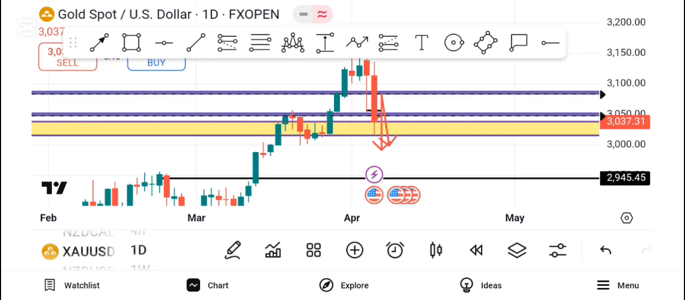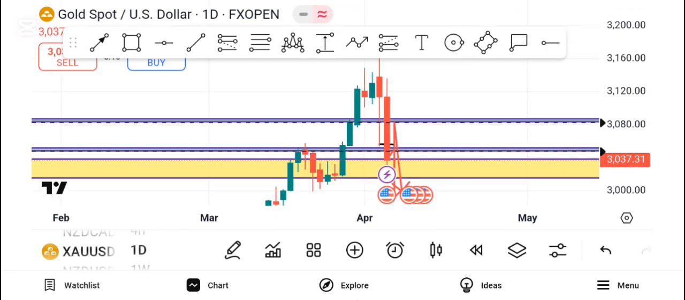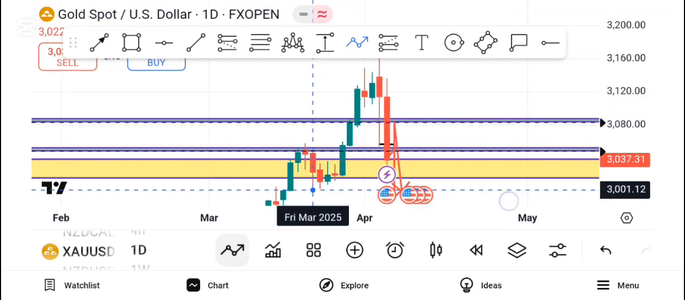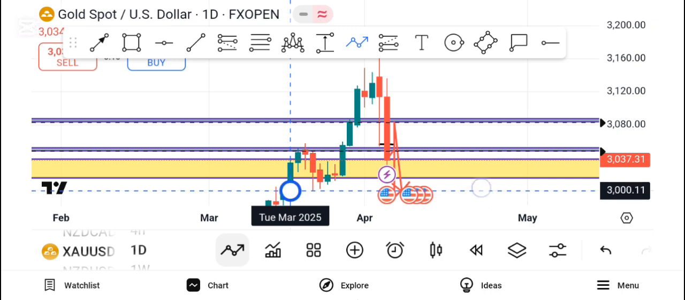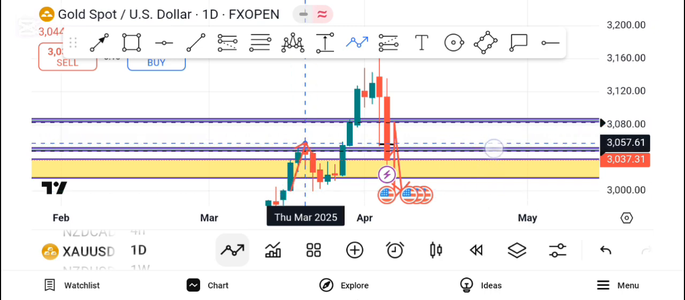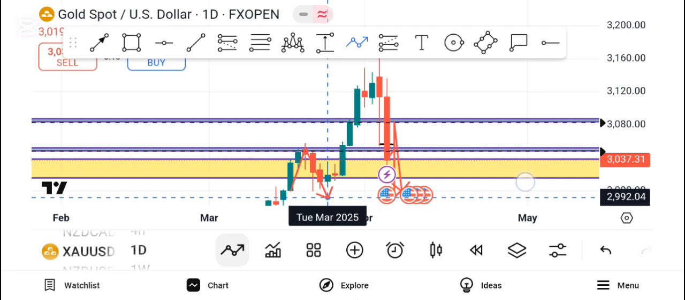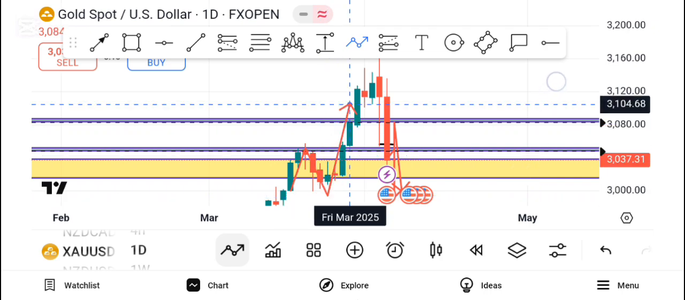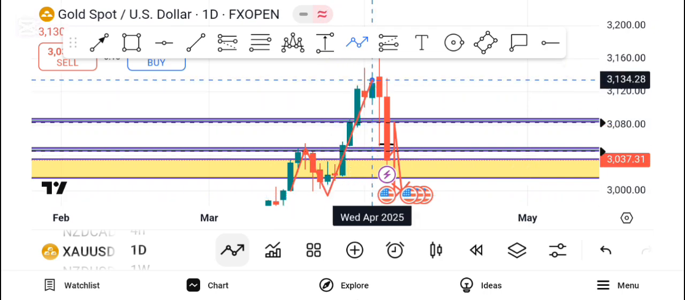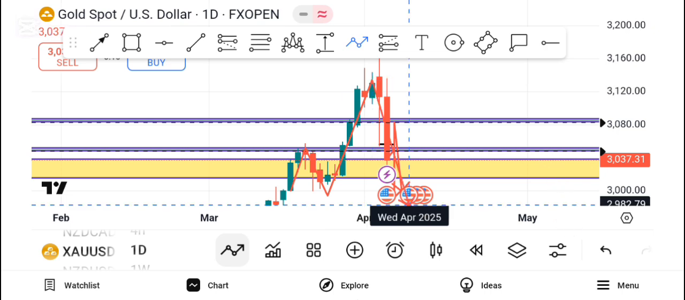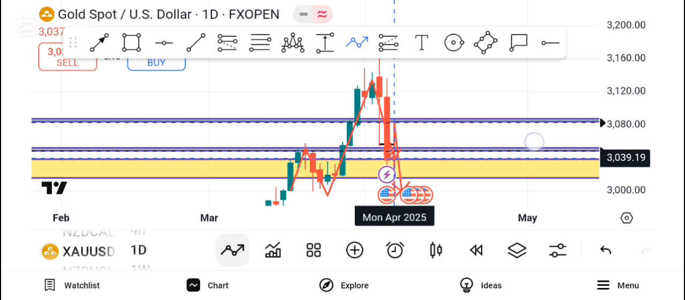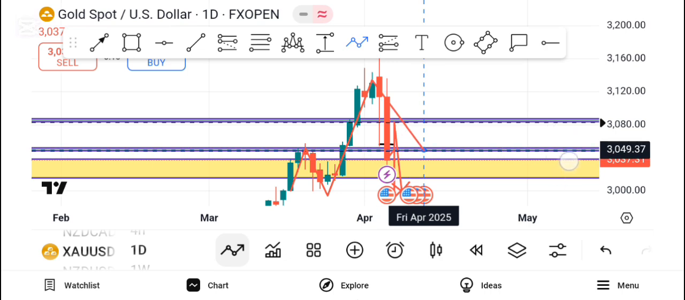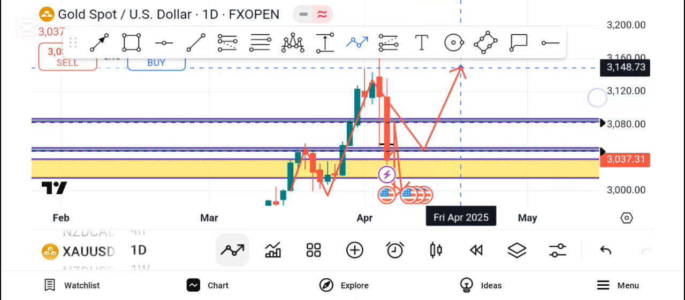On the daily, what do we see? On the daily, price was in an uptrend. Let's see here. Higher high, higher low, higher high, higher low, higher low, higher low. It was supposed to take off from this level to continue with the direction of the market.